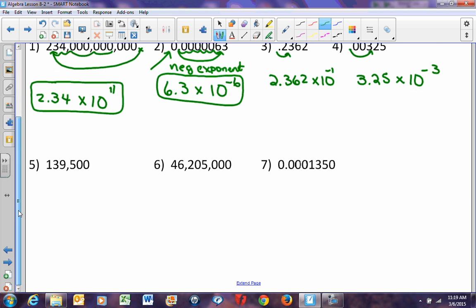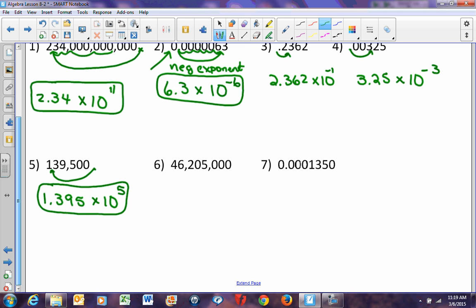139,500. My decimal point has to go between the 1 and the 3, so 1.395 times 10. My decimal point would have been here. It moved to here. That is 5 places. It's a positive power of 10 because 139,500 is larger than 1. So I have a positive power of 10 here.